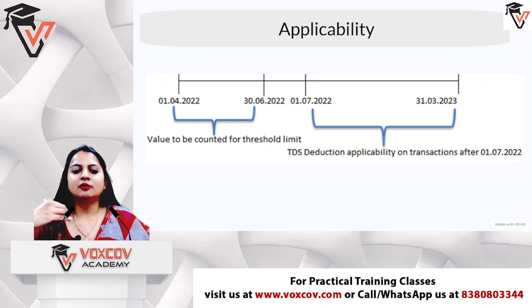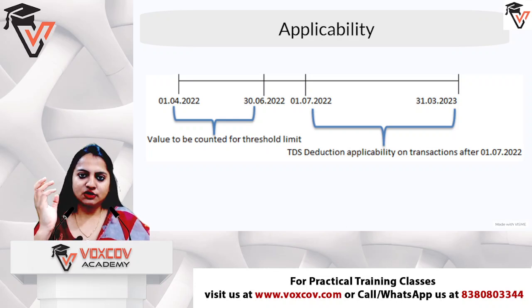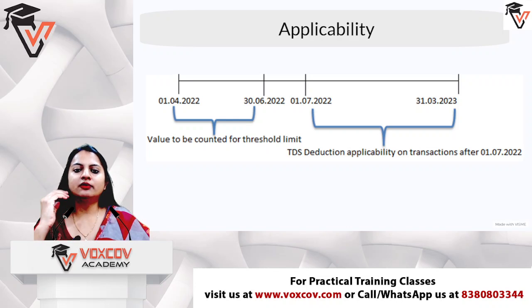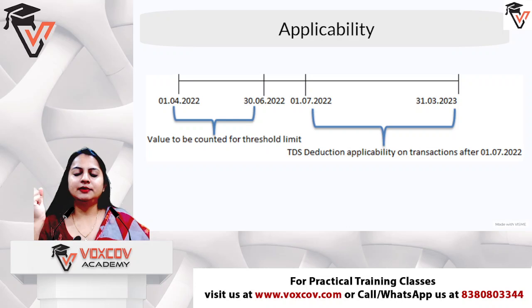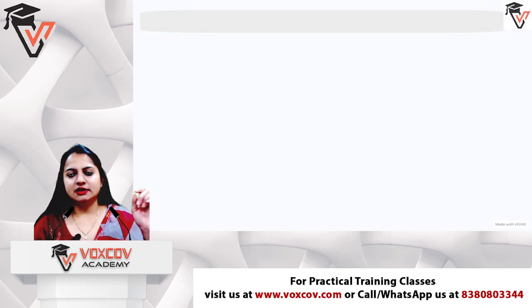For example, I provided a benefit of rupees 15,000 to one of my salespersons on 1st of May. At that time TDS was not applicable. But on 1st of August, I further provided a benefit of rupees 10,000. Then the limit is crossed, but TDS deduction will be on the remaining 10,000 amount because the applicability started from 1st of July. Now we'll talk about the various issues.